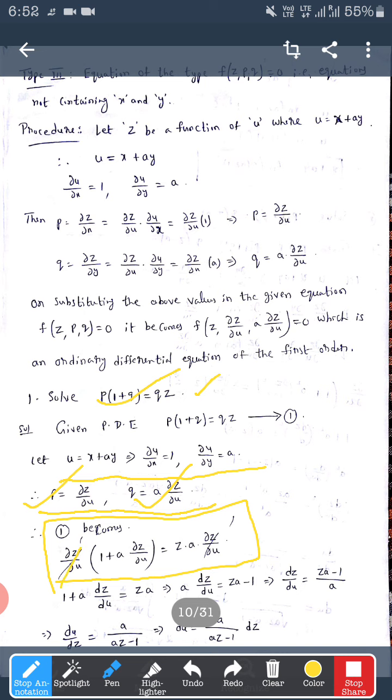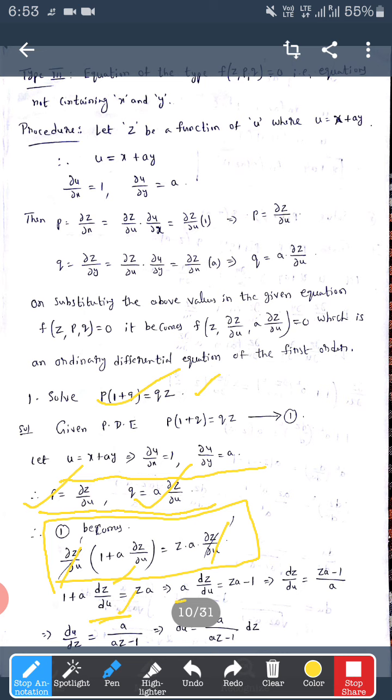After cancelling dou z by dou u, the remaining part is 1 plus a into dz by du is equal to za, because I am writing dou z by dou u as dz by du, because the dependent variable is only 1 and the independent variable is u. That's why I am writing it as an ordinary differential equation. Remember this point: the two independent variables are changed into only one independent variable. So that's why I am writing this as an ordinary differential equation.